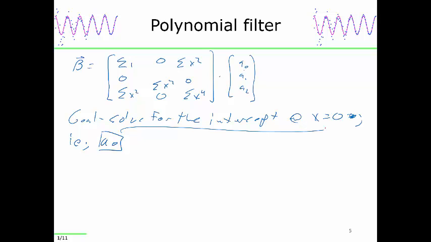So if I solve for a, what do I get? If I have beta equals alpha A, how do I solve for A? Remember this? We do alpha inverse times beta. That gives me A. So how do you find the inverse of a 3 by 3 matrix?